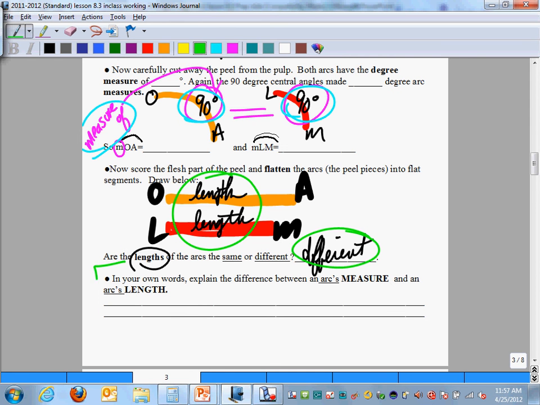Please explain in a single sentence how is it that the arc measures can be the same, but the arc lengths can be different. Define what is the difference between arc measure and arc length. So, write it down. As a team, talk about it and write it out.